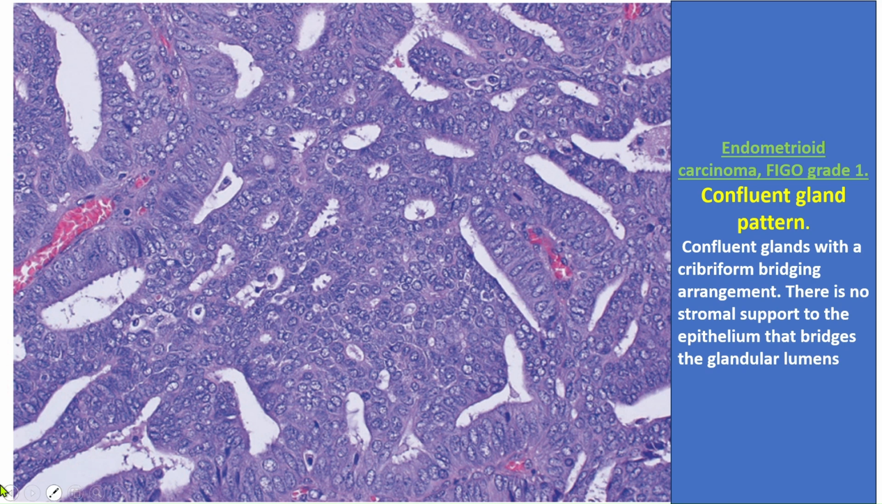So here this is a section showing well-differentiated endometrioid carcinoma. This is confluent glandular pattern. Here we can see there is cribriform arrangement and there is no stroma at all in between these glands. So this is a confluent gland pattern, which means glands merging with each other. And this is endometrioid carcinoma FIGO grade 1. This grading system we will discuss in a later part.